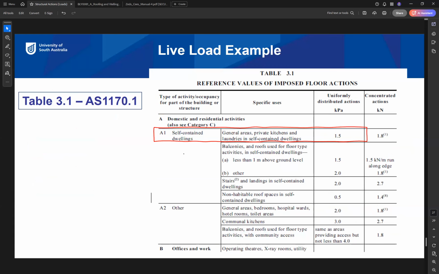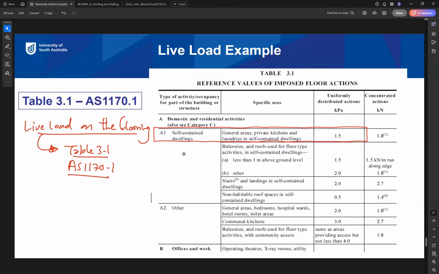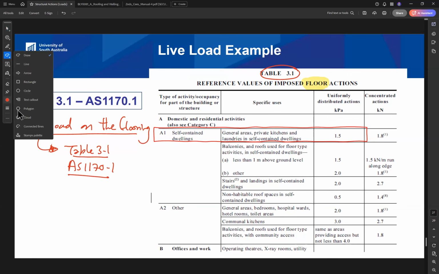Okay, now we need to find the live load on the flooring. This is the first step. How to find the live load on the flooring? We need to go to table 3.1 in the standard 1170.1. So why table 3.1, not table 3.2? Do you have an idea? Because we are studying a floor. So because this is a floor, we should get the value from table 3.1.